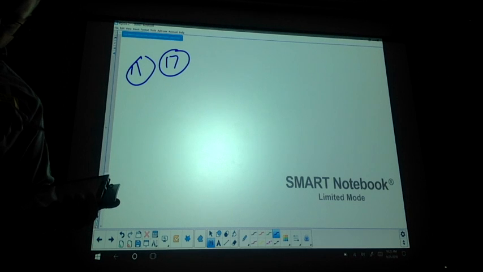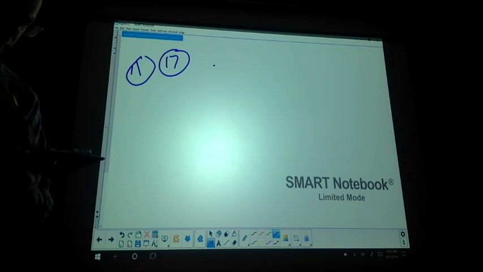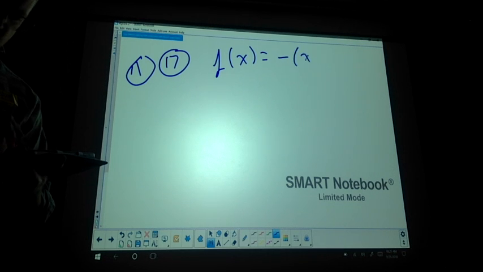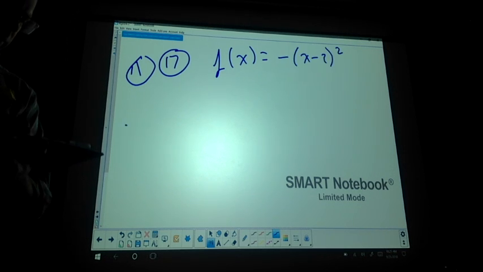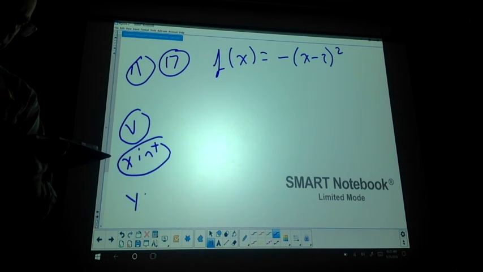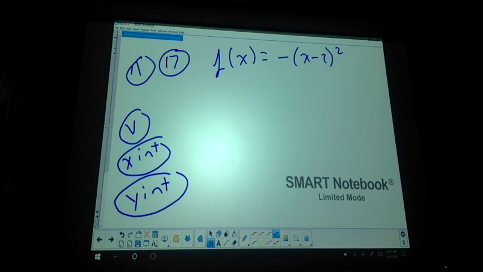All right, 17. We have f of x is equal to negative x minus 2 quantity squared. We want the vertex, the x-intercepts, and the y-intercept. So let's see. Can I find the vertex of this? Let's see what happens if I just set this equal to 0.